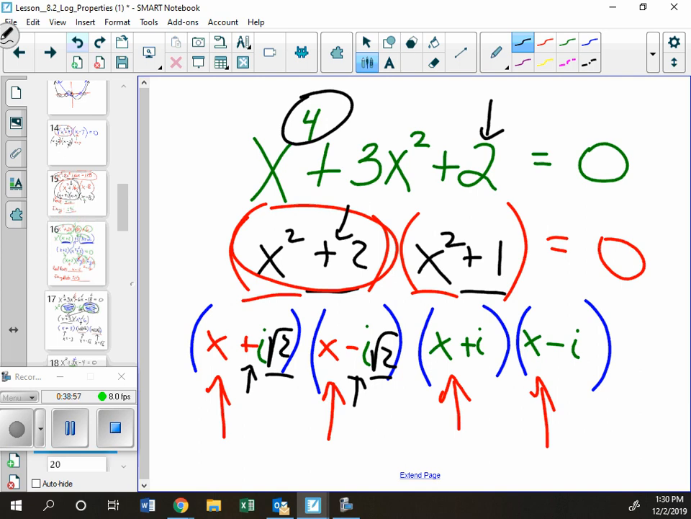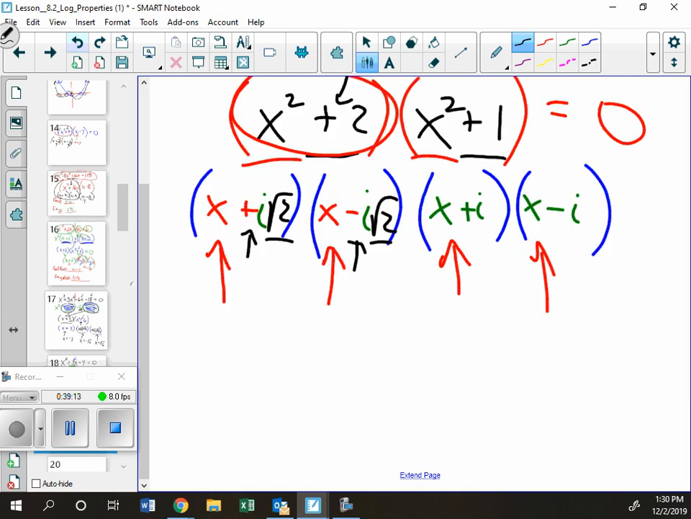Was there any real ones? No. That means it didn't have any x-intercepts. What? I thought the x-intercepts were the roots. Not if they're imaginary. You can't have imaginary x-intercepts. So this doesn't have any x-intercepts. Could this be the graph?